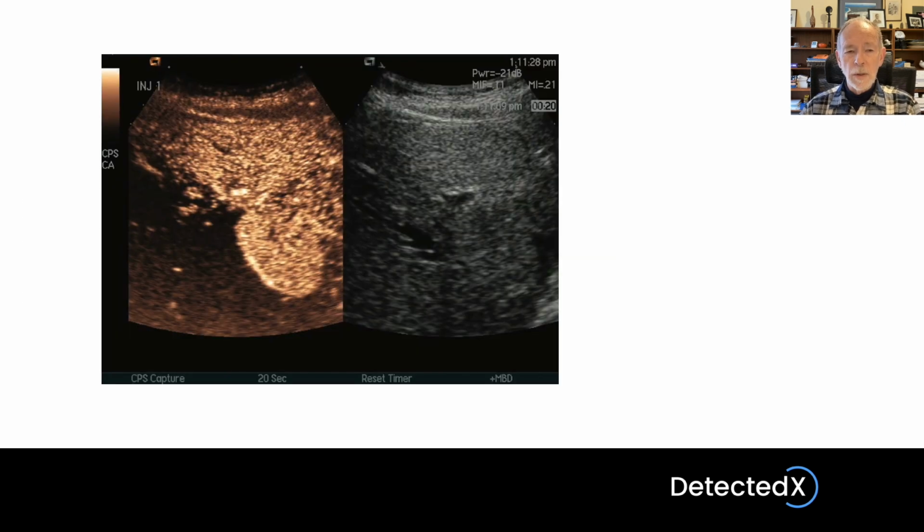Here's another example of the same thing. And once again, in the grayscale image, it's not possible to see the contrast agent at all, but in the harmonic image, which is the color-coded one, the harmonic imaging highlights the presence of the contrast agent, and therefore it's very easy to see which parts of the liver have taken up the contrast bubbles.